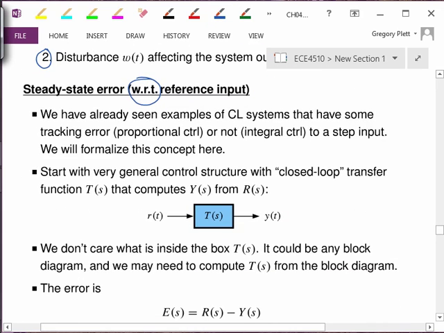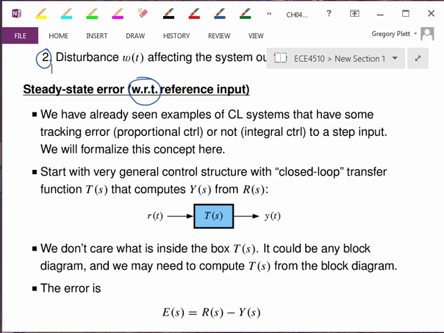In our journey so far, we've seen examples of closed-loop systems that have some tracking error, for example the proportional control of our motor, and the integral controller of the motor when we had a step-like input to the system. We're going to formalize this concept here and step away from that specific example of the motor to be much more generic, so that we can consider any control system at all and how we would think about steady-state error in that case.